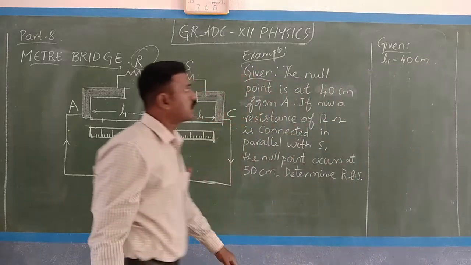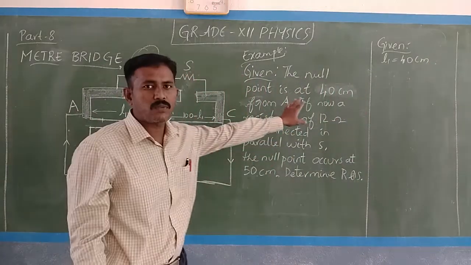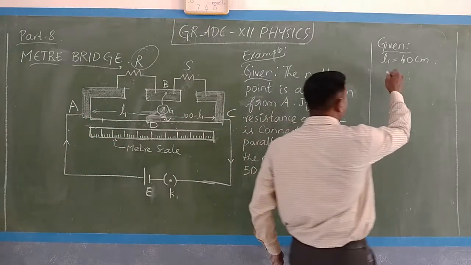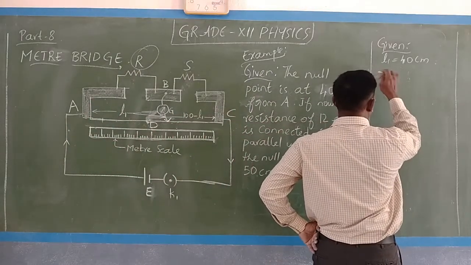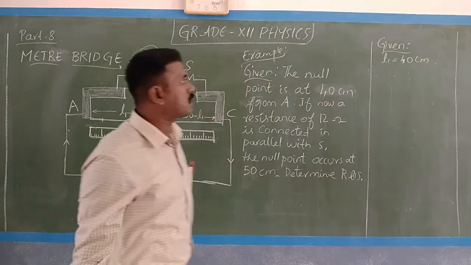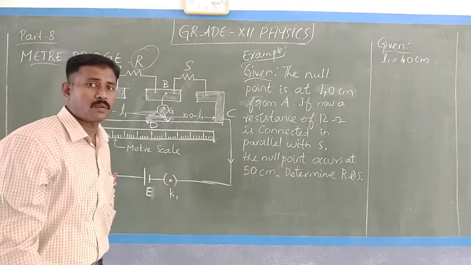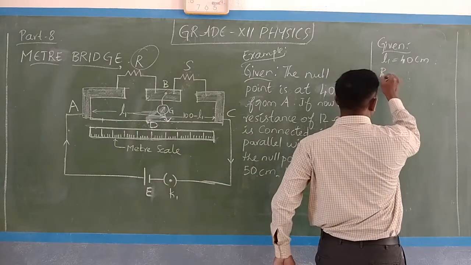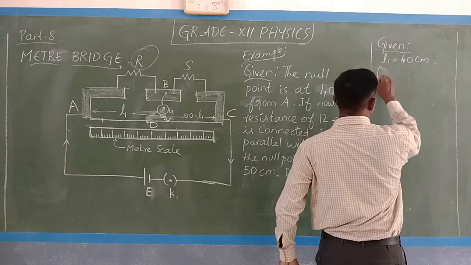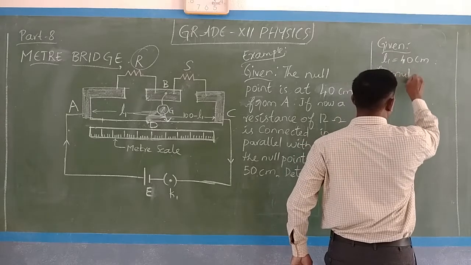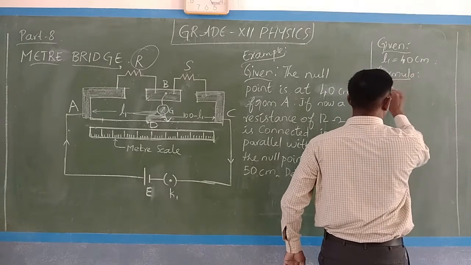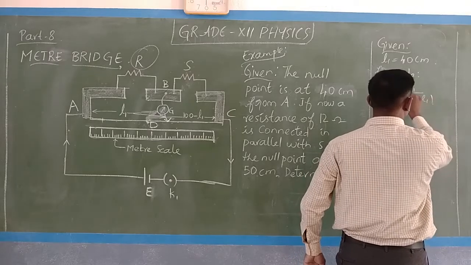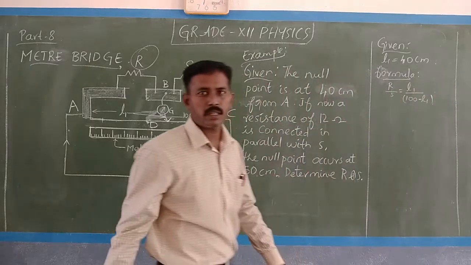So initially the starting point is L1 is 40 centimeter. Then the resistor in parallel. So for this concept, what is the formula we have? R by S equal to L1 by 100 minus L1. This is the formula.